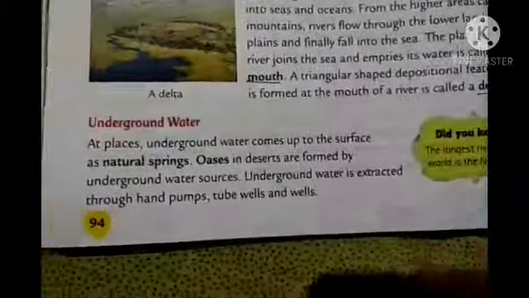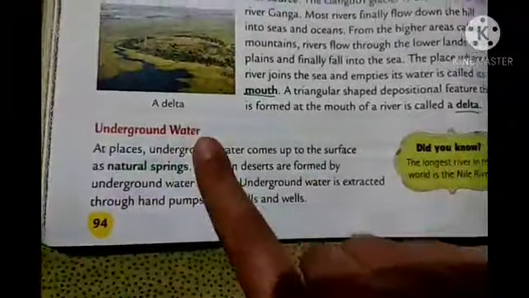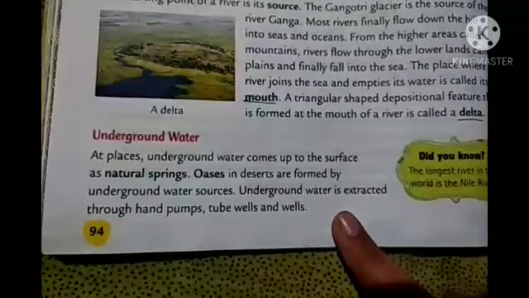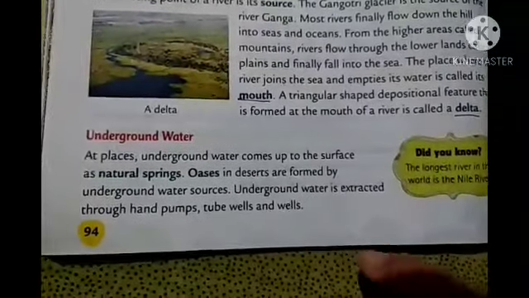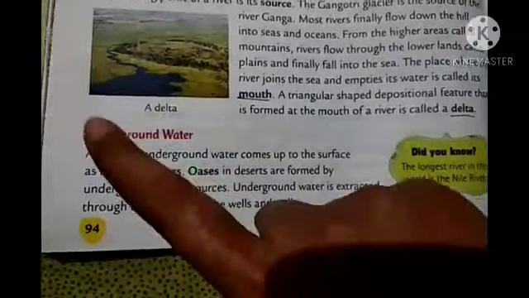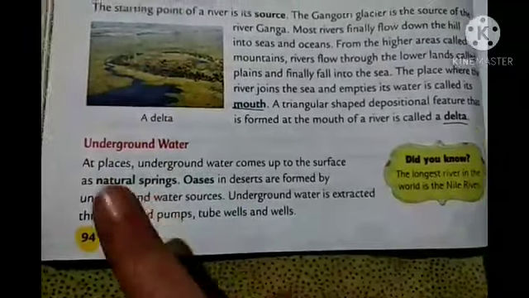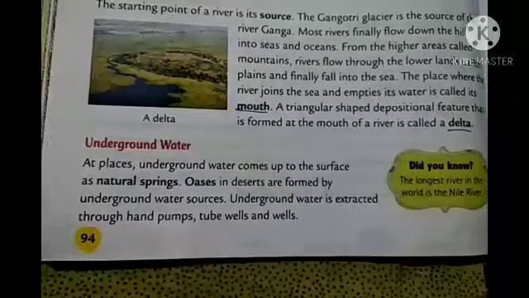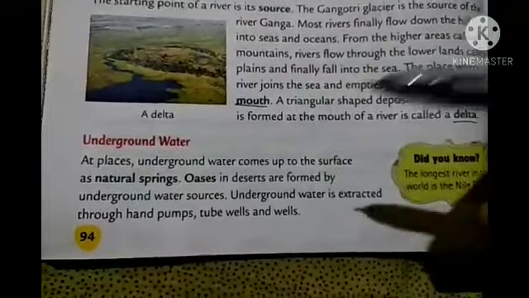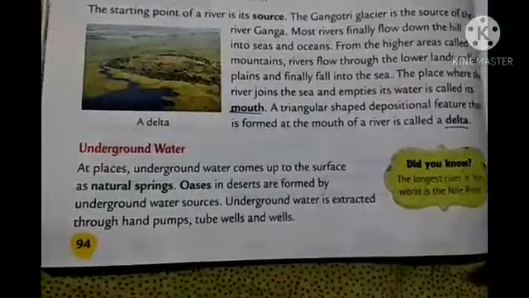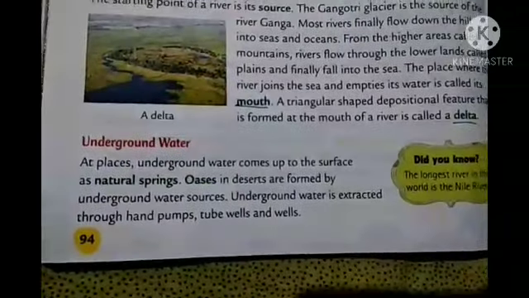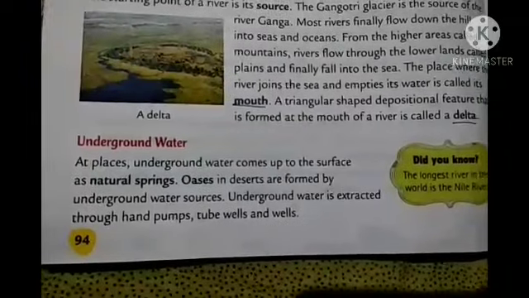Now let's talk about underground water. As I told you already, the rainwater seeps and accumulates as groundwater below the ground, and that is called underground water. When the water comes up to the surface, it forms natural springs. I have shown you the picture of a spring also.